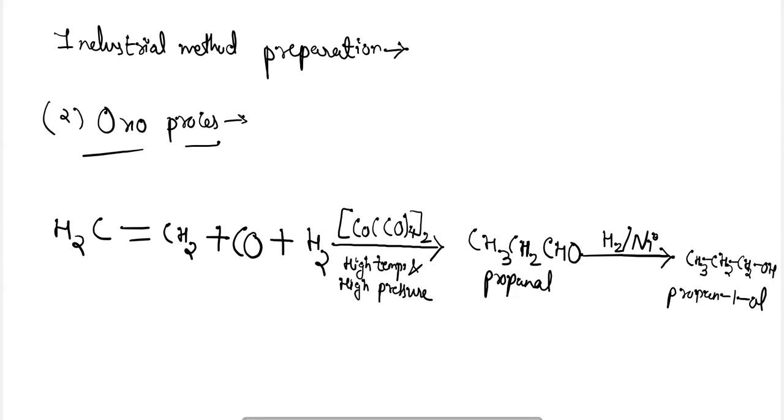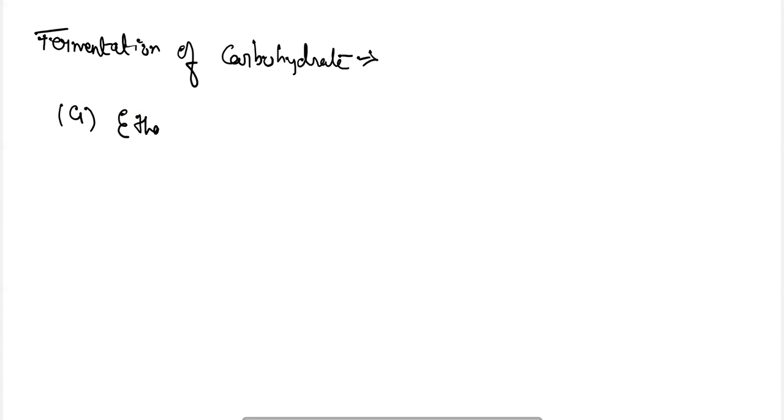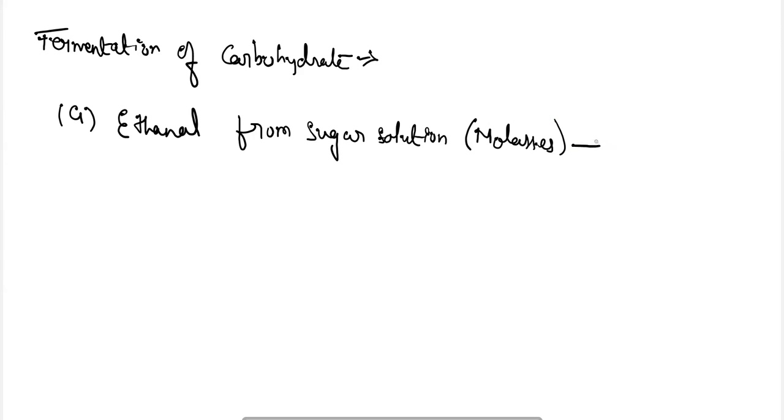So here, in the fermentation of carbohydrate method, the first process is ethanol production from sugar solution, that is molasses. After the formation of sugar crystals, the leftover, which contains enough glucose or sugar in it, is termed molasses.